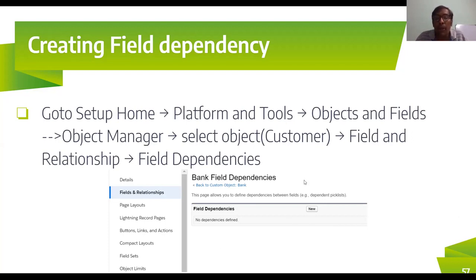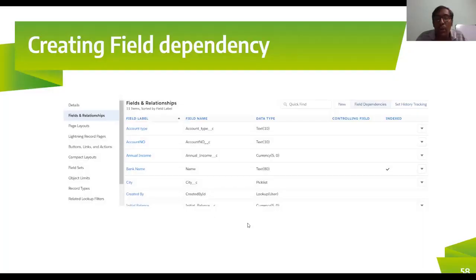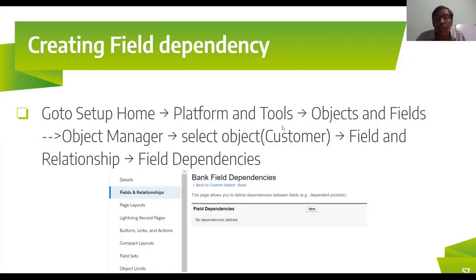Now you have to click on field dependency. Got it? And then you have to click on the new button. Now you can see the field dependency on the detail page will be on the top, right? After the new button, you have a button called field dependency. When you click on field dependency, it will take you to the field dependency page like this, and then you can see the new button. You have to click on the new button.